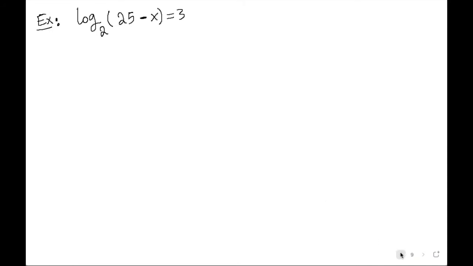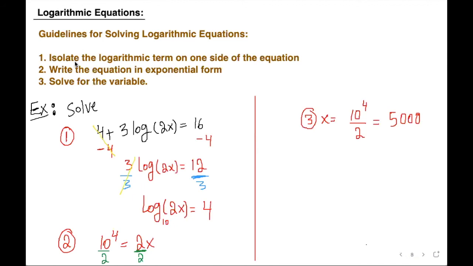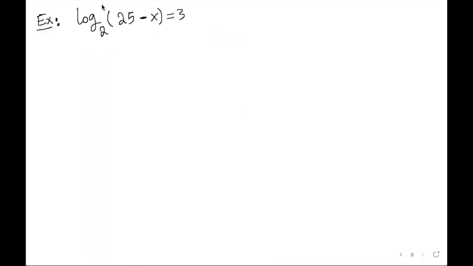Find x: log base 2 of (25 minus x) equals 3. Using the steps, first isolate the logarithm term on one side. The logarithm here is already on one side and everything else on the other side. So the first step is done.